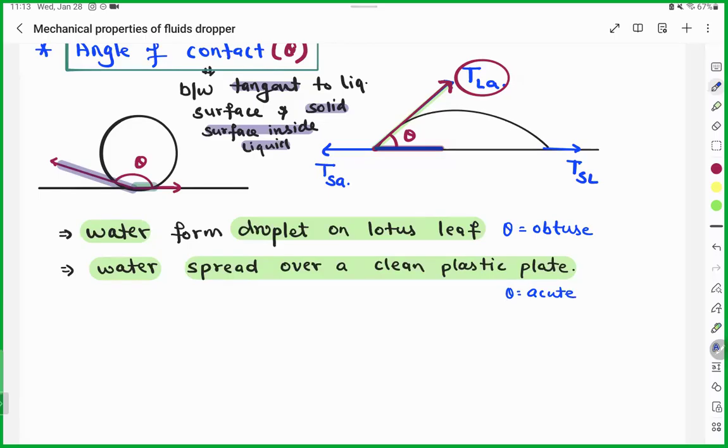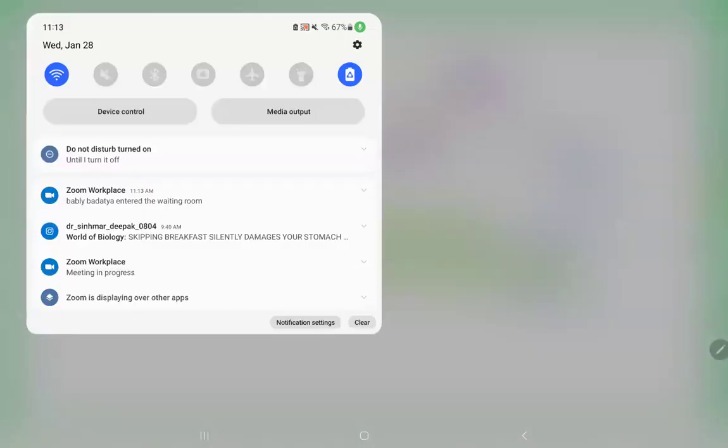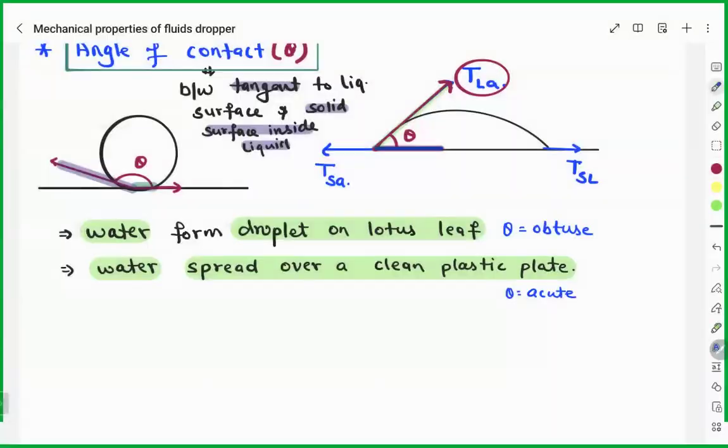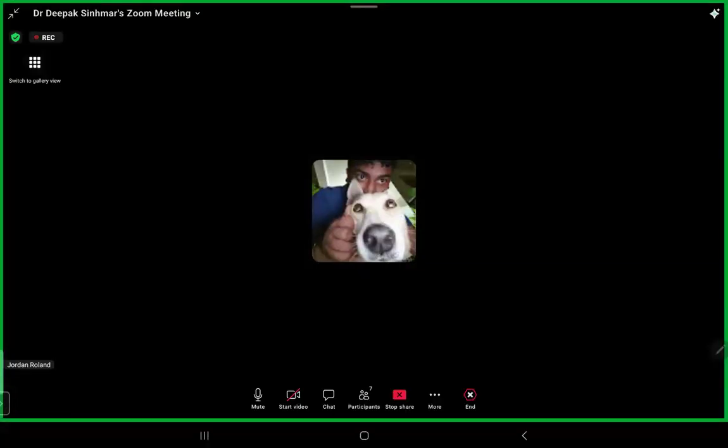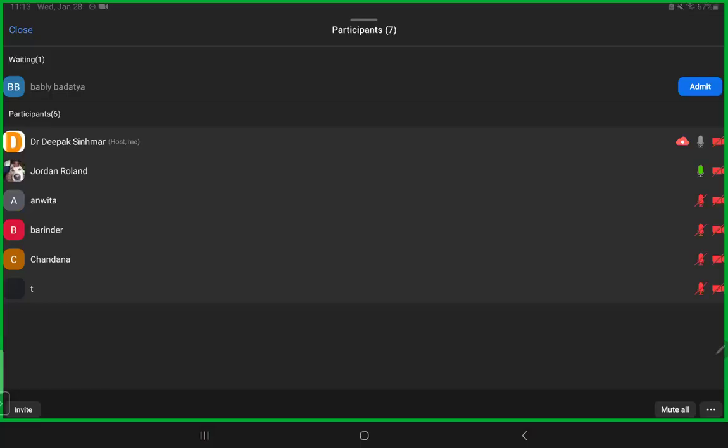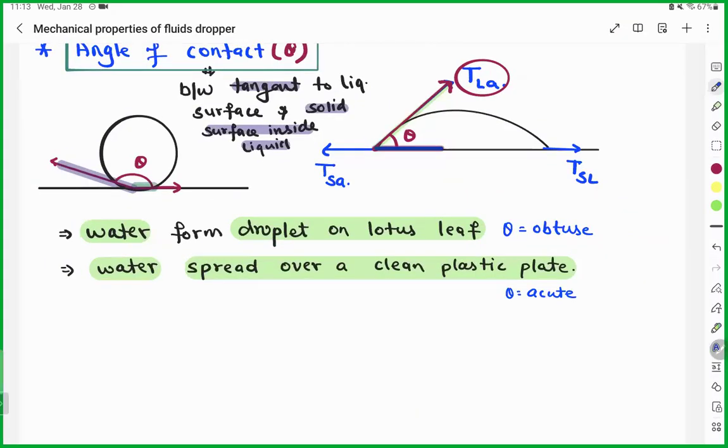Any doubt, guys? Jordan, your question. Yes, sir. If theta is obtuse, greater than 90, then it will not wet the surface. But if it's acute, it will wet. My question is, when it's 90 degrees, where does it fall? As of now, we are talking about this, we will discuss the 90 degrees as well. Okay, then later I'll ask.